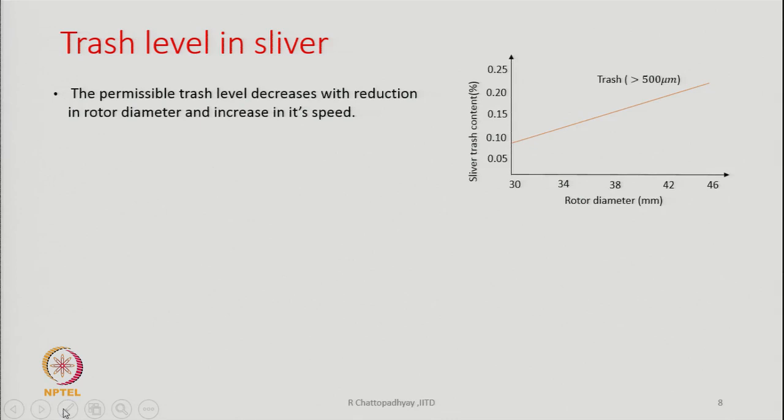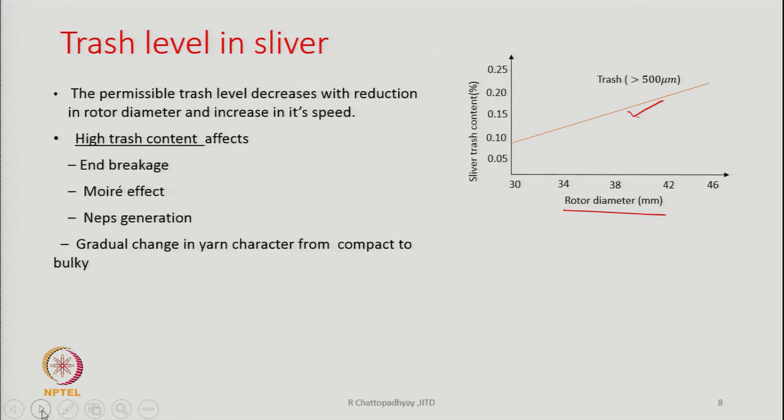So, the permissible trash content versus the rotor diameter, there is a kind of graph as shown here. The larger the diameter, the more tolerable trash content in the sliver is going to be higher. Larger rotor diameters can manage with a little more dust content in the sliver, while smaller diameter rotors are very sensitive to the dust content, and hence we need more clean sliver to process them on rotor spinning machines.